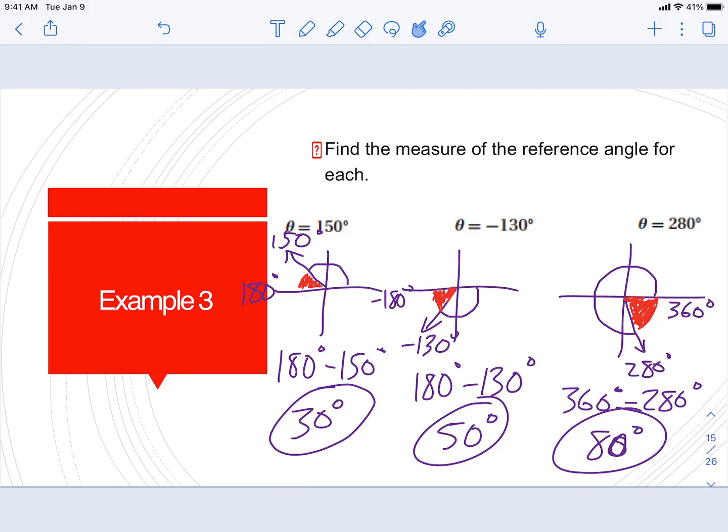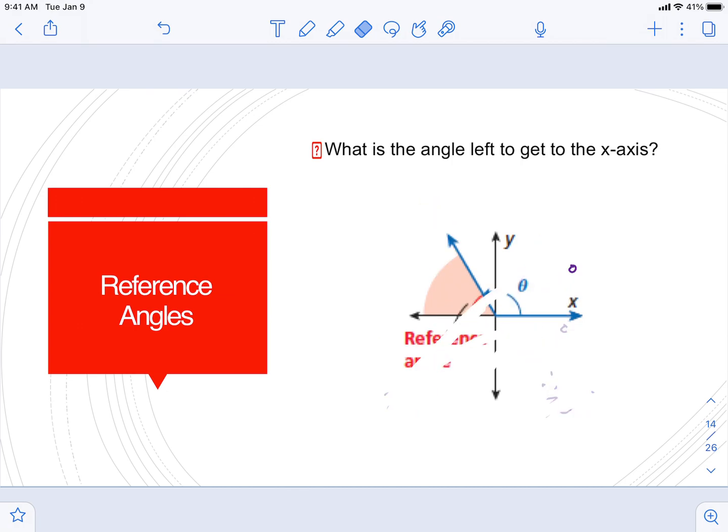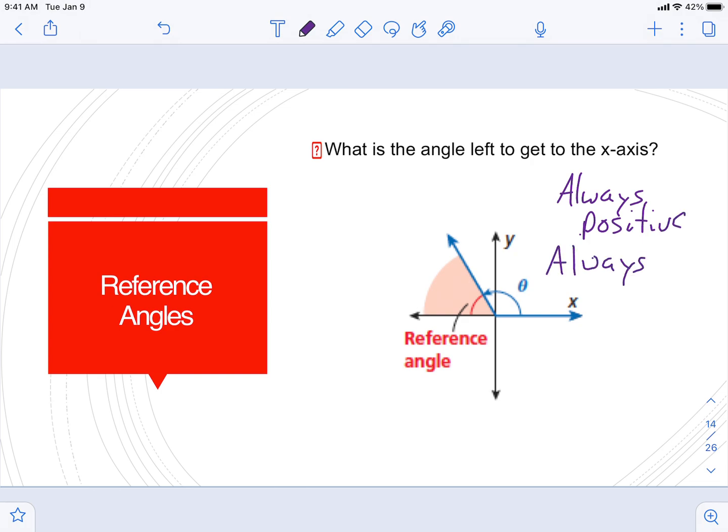So a couple things that we can add about reference angles. If we get rid of all of this stuff, one thing, they're always positive. They're always less than 90 degrees. And they are always measured to the x-axis.